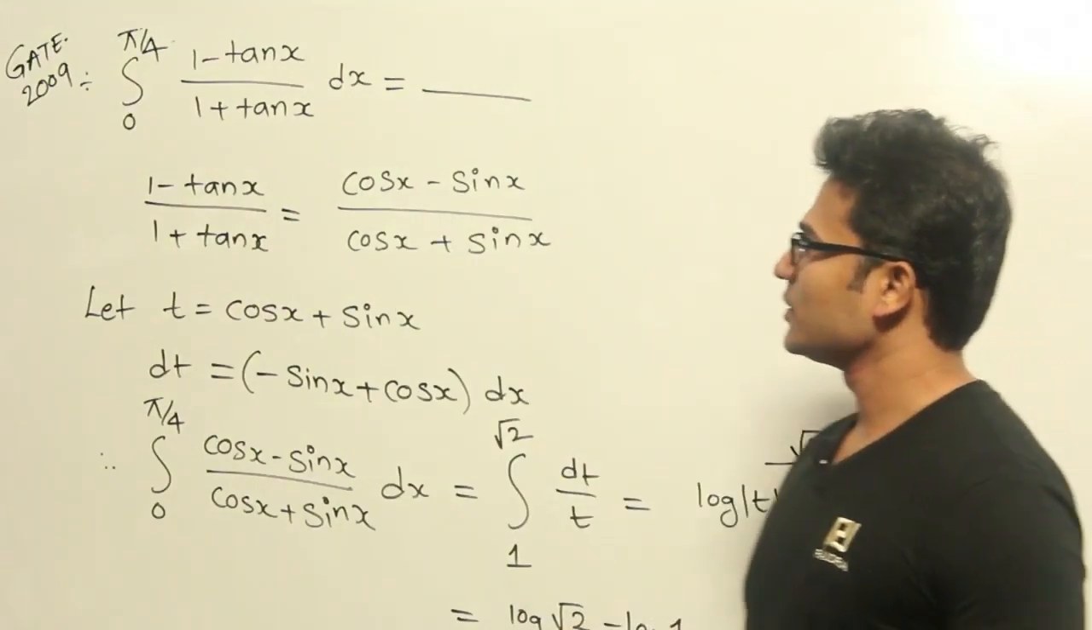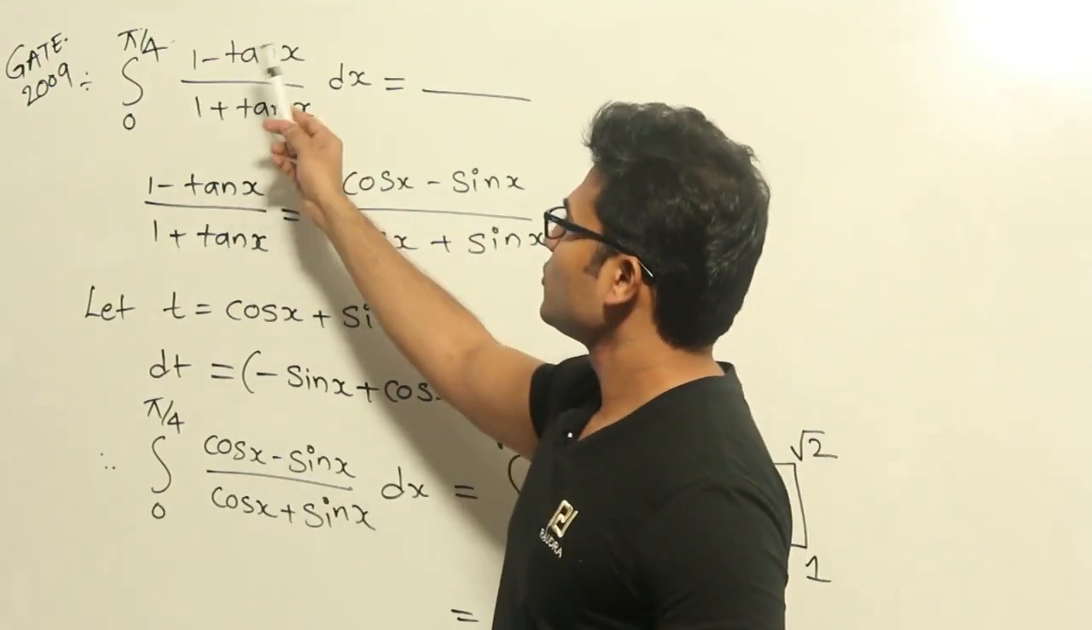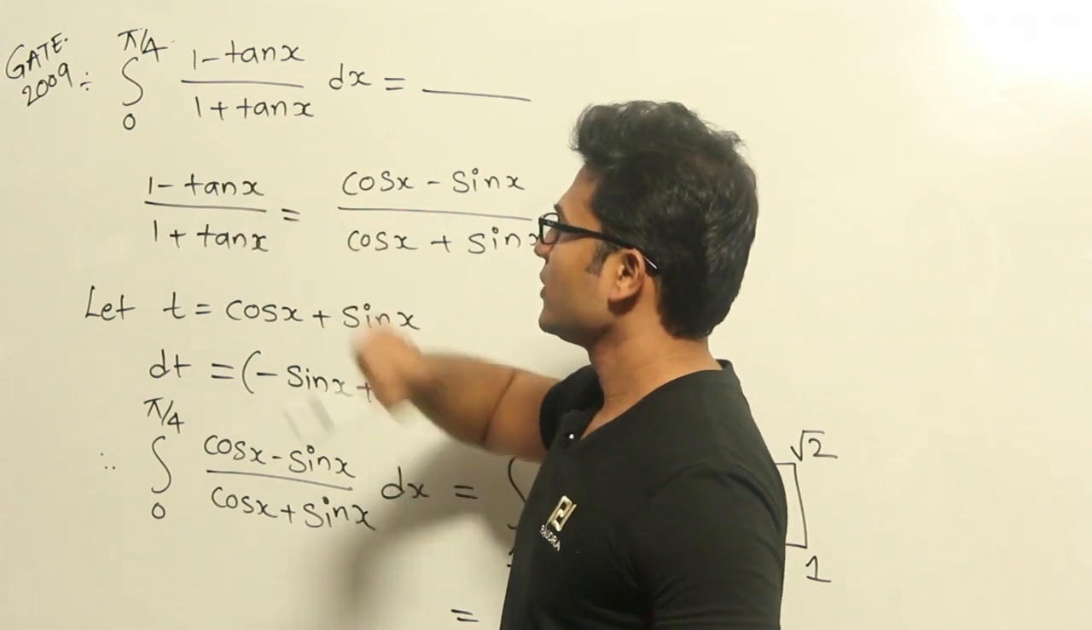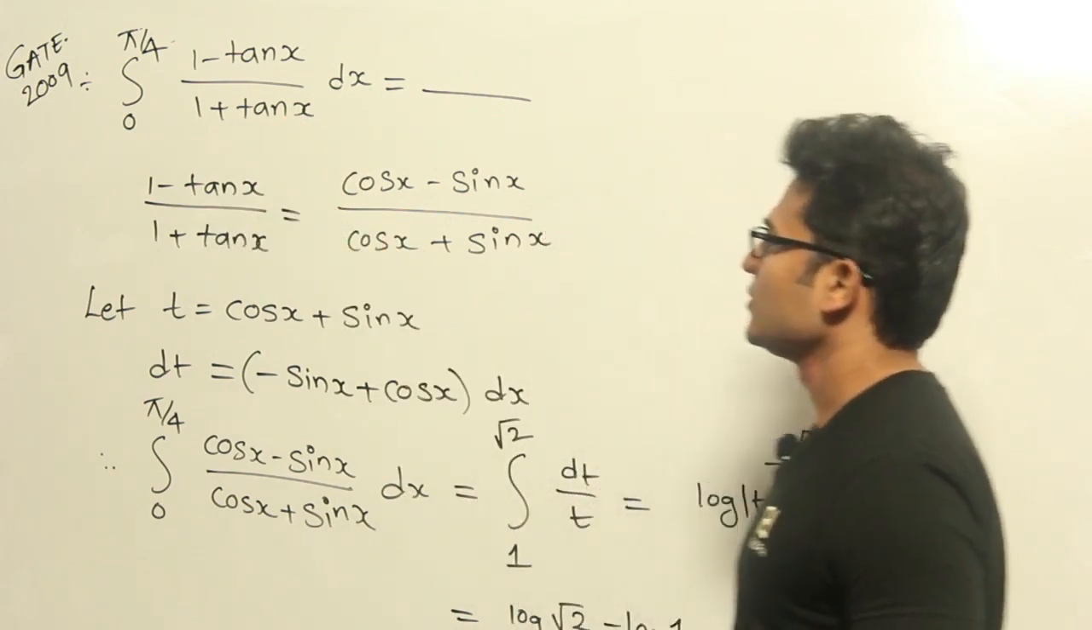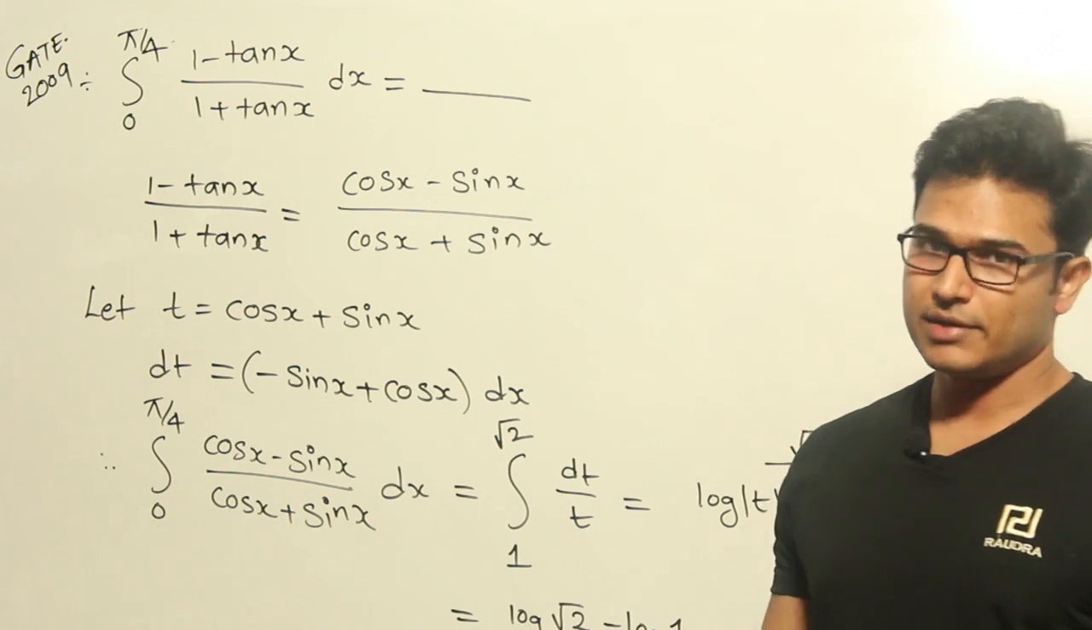Now let's see this question. This is given in GATE 2009. Integral 0 to pi by 4, (1 minus tan x) divided by (1 plus tan x) dx. So convert tan x into sin x and cos x.